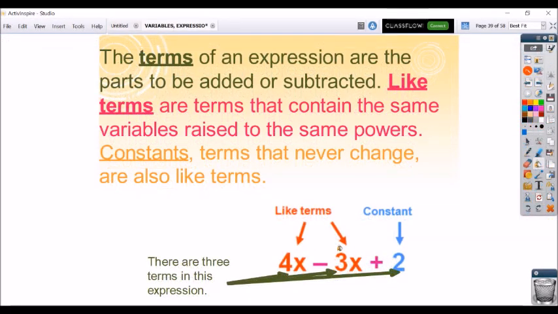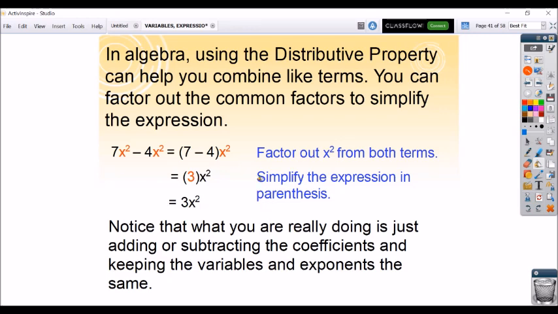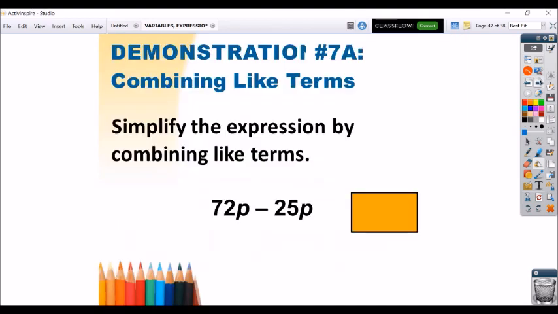So this slide is just showing you guys again that 4x minus 3x, those are like terms because they have x to the same power and they're the same variable, and this is a constant. It's never going to change unless there's other constants to combine it with. It's not multiplied by anything, that's why it's never going to change. Again, coefficients. These guys are not like terms, so we cannot combine those. Here is an example of using factoring. Really, if you notice down here, you're really just keeping x squared the same and doing 7 minus 4. But we will talk about factoring in the next unit.